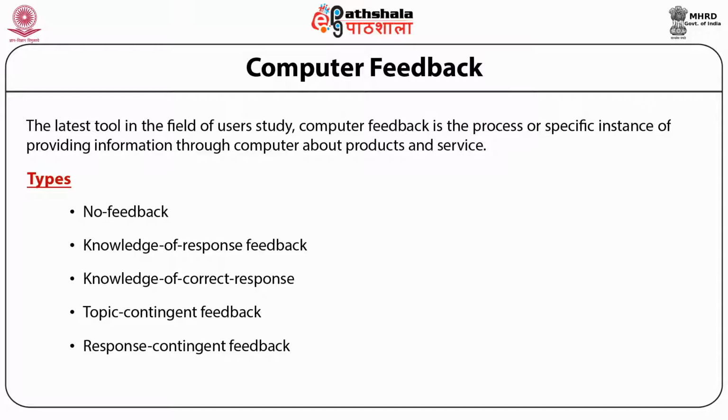Through this, users' responses can be obtained about the correct and incorrect status of each question, along with a paragraph of information from where the correct answer can be found. Number fifth, response contingent feedback addresses the correct and incorrect status of each question along with an explanation of the selected responses and the correct response.